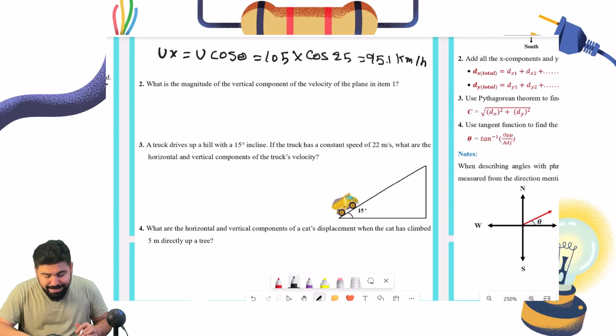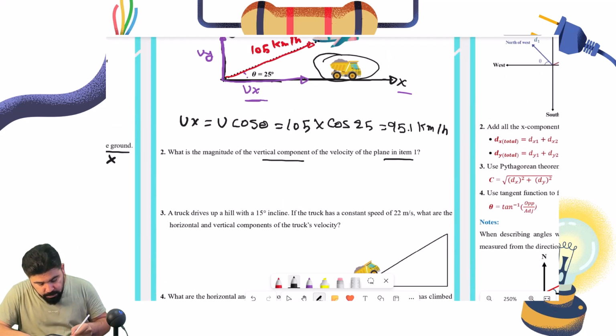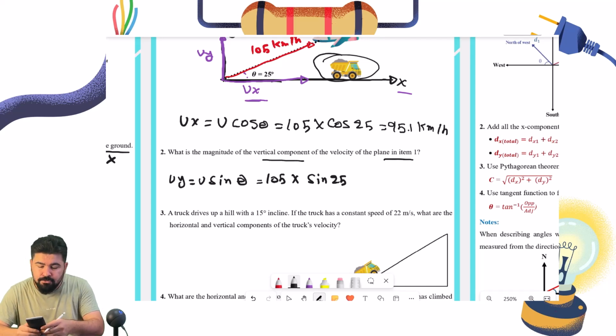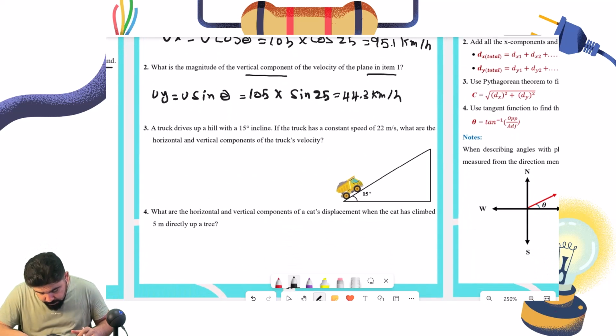Okay, what is the magnitude of the vertical? This time it's asking for the vertical velocity of the airplane in item 1 above. It means question 1. We need vy, so vy is equal to what? It is equal to v sine theta. V is equal to 105, and then times sine of 25. So 105 times sine of 25. We have 44.3 kilometers per hour. Okay, this is Vy. Question 3, I'm going to leave that to you.